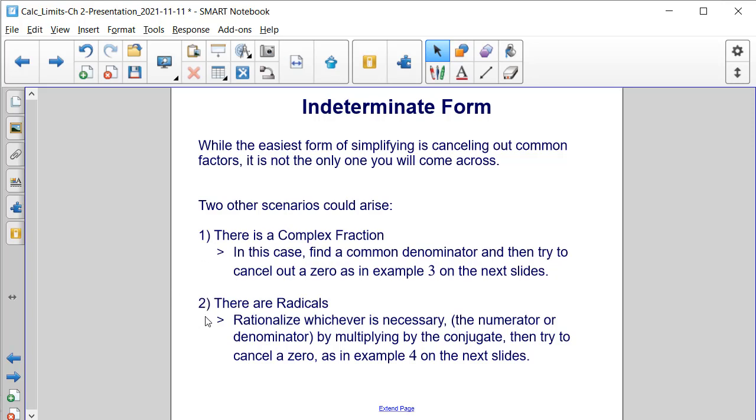The other scenario would be that there are radicals. Rationalize whichever is necessary, in other words, the numerator or the denominator, by multiplying by the conjugate. Then try to cancel a 0, as in example 4 on the next slides. So let's look at each of these scenarios.